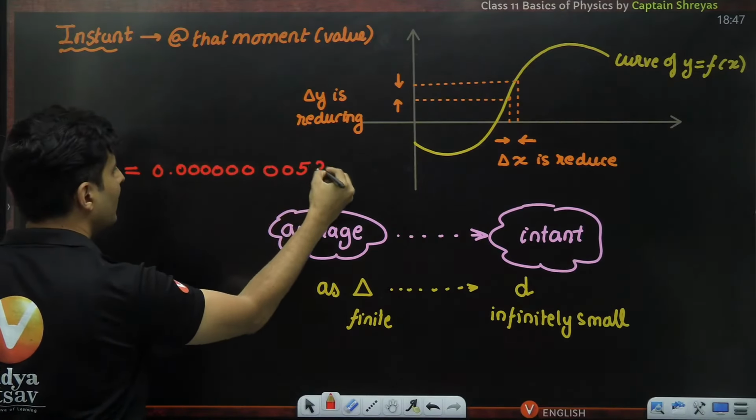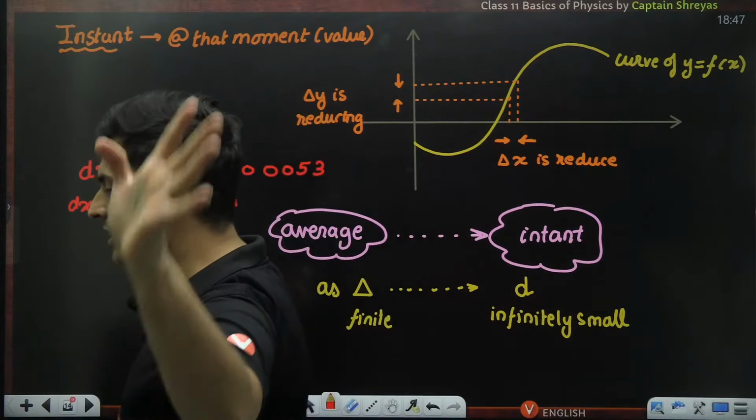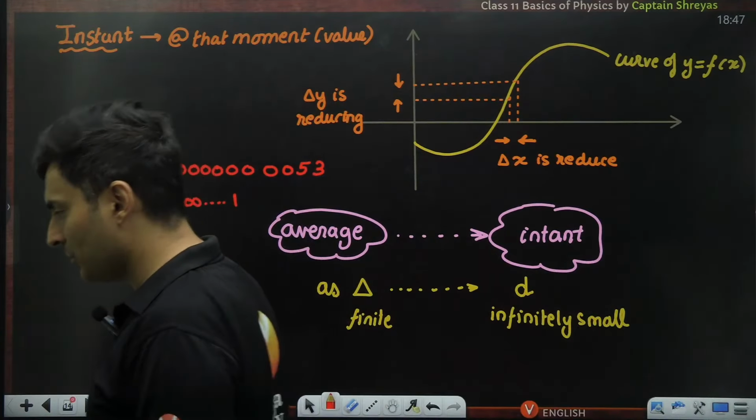No, this is not valid. You cannot put a number with it. Can I write, sir, dx is equal to 0 point, infinite zeros and then 1? This is also not allowed. No, this is still a representation. You still can't put a number with it. You can't even put it as infinite zeros and then 1. That is also not allowed.